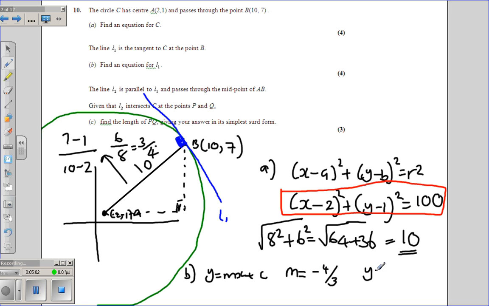So now we've got y = -4/3 x + c. To find c, you substitute in any point that lies on the line, and we know the point that lies on the line is (10, 7). So 7 is the y coordinate, so 7 = -4/3 times x, which is 10, plus c. Ooh, running out of space, we'll have to do it here. 7 = -4/3 times 10. You can use a calculator for this, but that's -40/3.